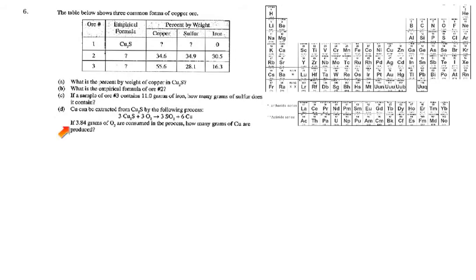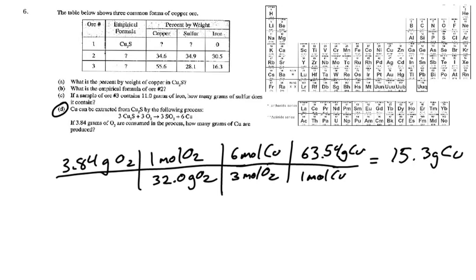And then part D. Copper can be extracted from copper sulfide by the following process. If 3.84 grams of oxygen are consumed in the process, how many grams of copper are produced? I must think they're assuming that oxygen is the limiting reagent here and you have enough copper sulfide. So it's a pretty simple, straightforward stoichiometry one. Alright, and here we go. Pretty straightforward. I did the train tracking method, which you can walk your way through. You could, of course, do a before and after diagram if you wanted to.